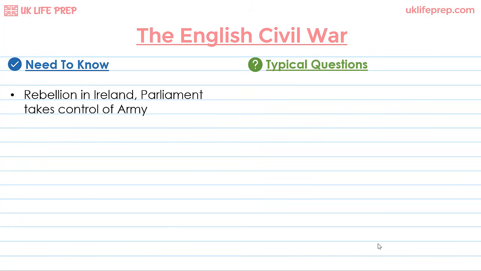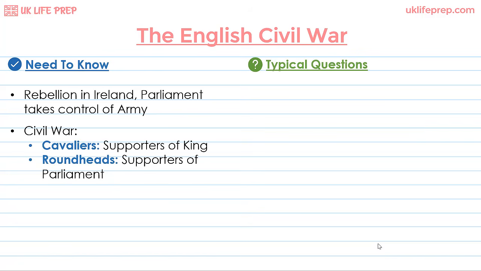In addition to the unrest happening in Scotland we saw before, another rebellion was forming in Ireland due to their fear of the growing power of the Puritans there. Parliament was getting increasingly fed up with Charles I, so they saw this as an opportunity to take control of the army. This resulted in a civil war between the Cavaliers, who were supporters of the king, and the Roundheads, who were supporters of the Parliament.